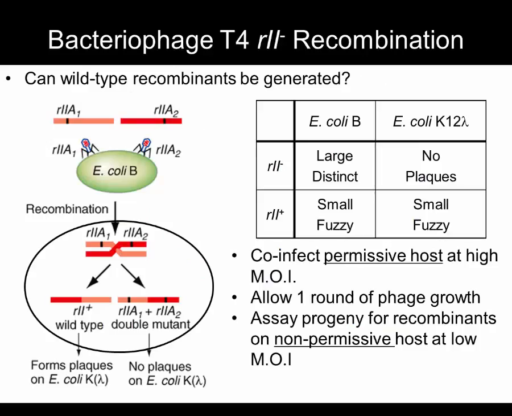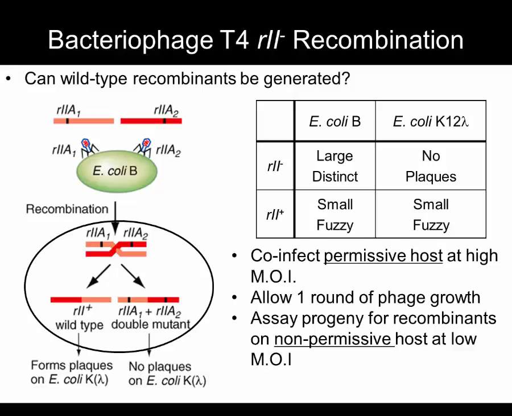So to generate recombinants, we infect the permissive E. coli B host with both mutants at a high MOI, allow for one round of phage growth, and then collect the progeny. If recombination is possible, it'll happen at this step. Next, infect the non-permissive K12 lambda host with the progeny at a low MOI.